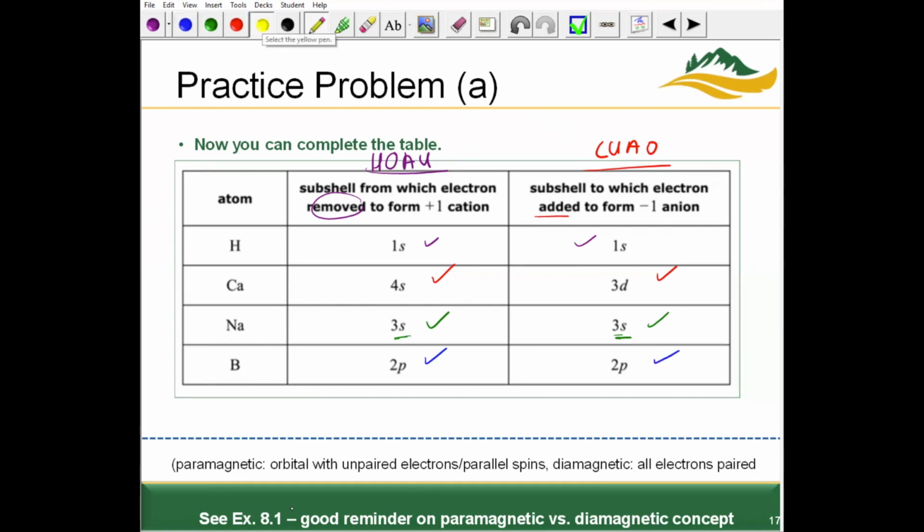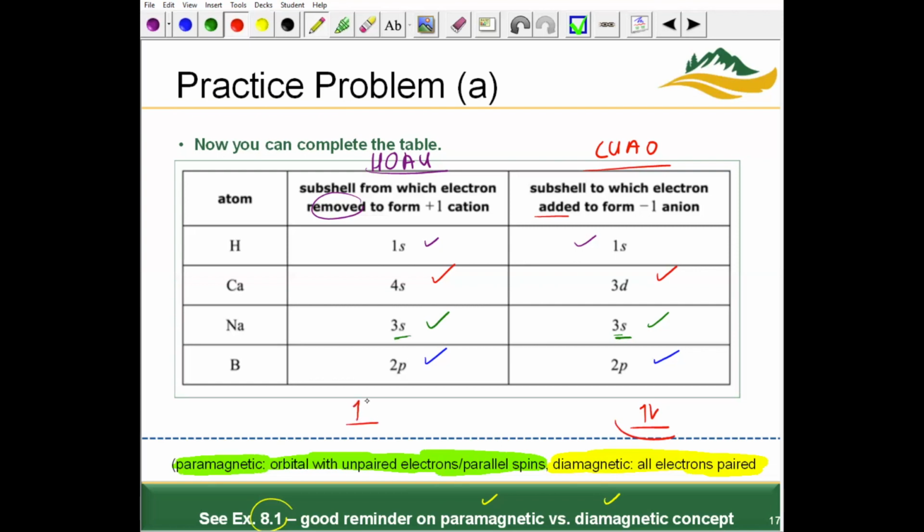There is example 8.1 in the main slide deck. There's also a good reminder there on para versus diamagnetic. As a reminder here, paramagnetic, these are orbitals with unpaired electrons or parallel spins, whereas diamagnetic means that all electrons are paired. For example, for diamagnetic, this means that all electrons are paired.